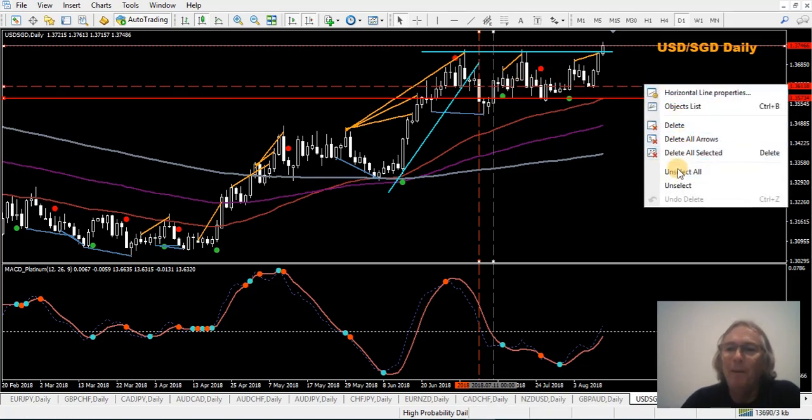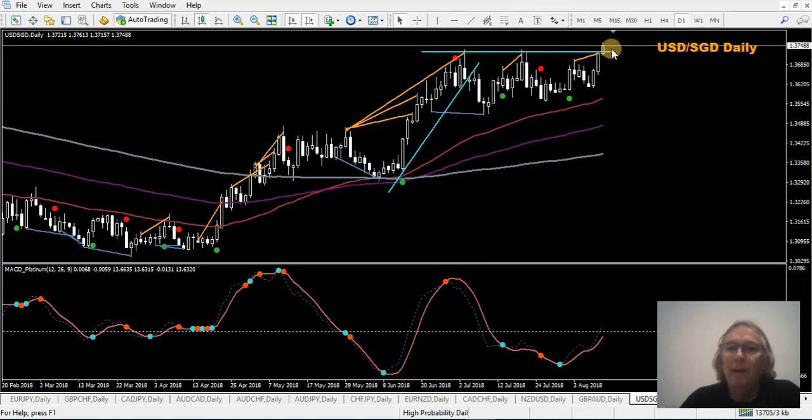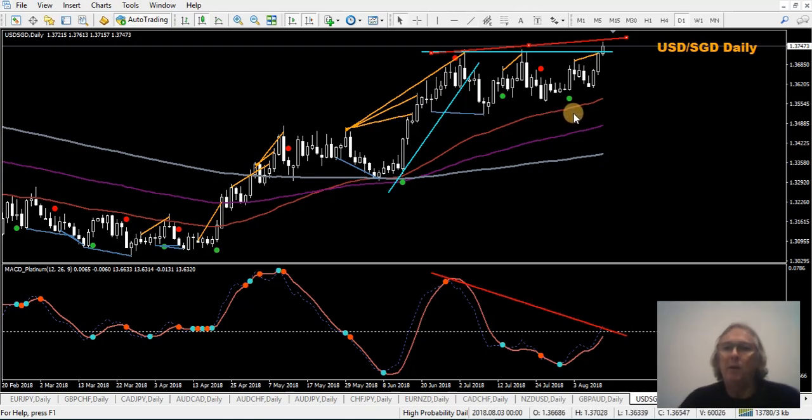Looks like this high may be broken, could just roll over still, and possibly a divergence setting up also. Let's have a quick look at this. It's not a pair I'm too excited about, but I just want to keep one sort of exotic pair in the mix. Not that the USD Singapore's that exotic, but great city, nothing wrong with Singapore. I love going there. Very expensive, but I love it. So possible bearish divergence setting up there.